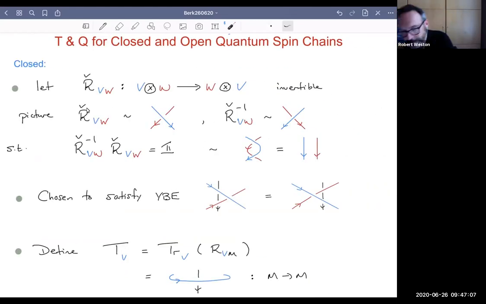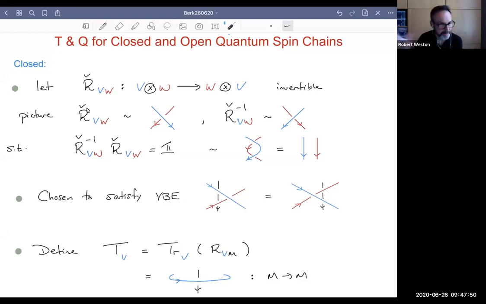Okay, so now T and Q specifically for quantum spin chains. Again, at the moment, this is all linear algebra. So I've got two vector spaces. Later on, these are going to turn into various algebra modules, but at the moment they're just vector spaces, V and W. And I've got a linear operator that maps from V tensor W to W tensor V. Of course, I can identify W tensor V with V tensor W, but I want to leave that there for the moment in that language.